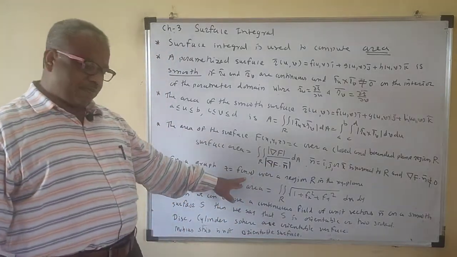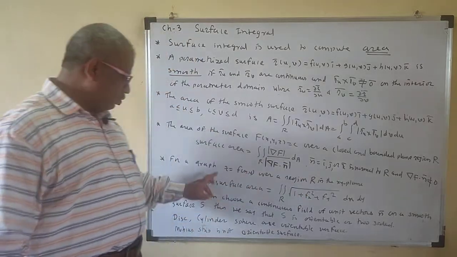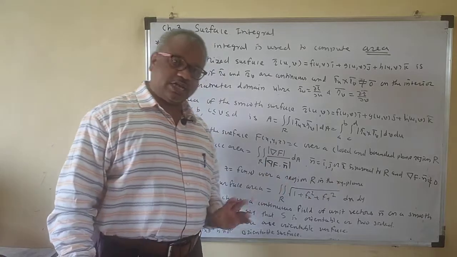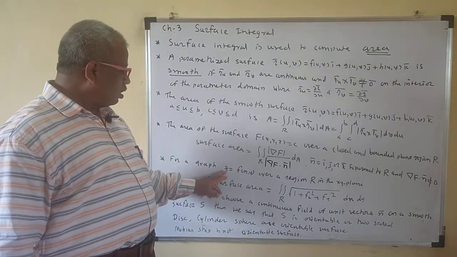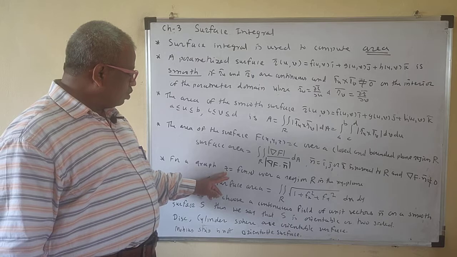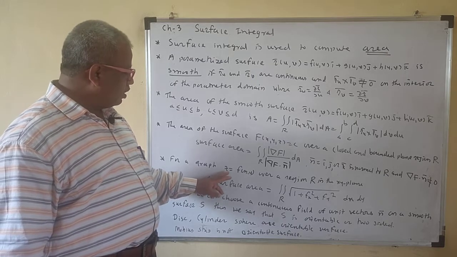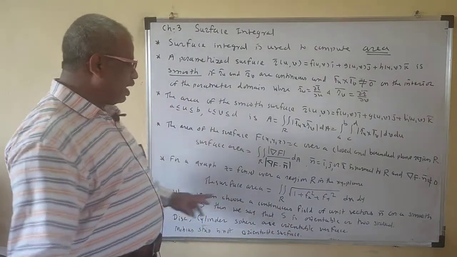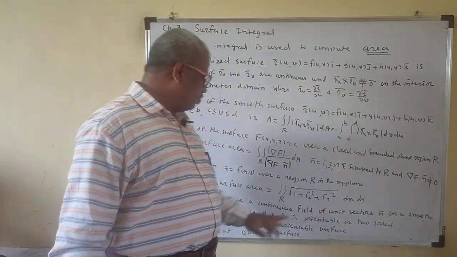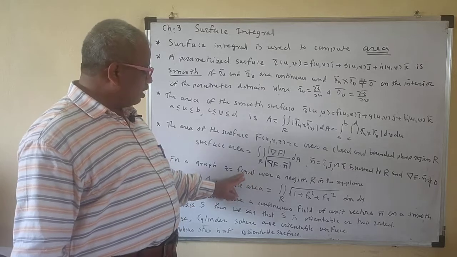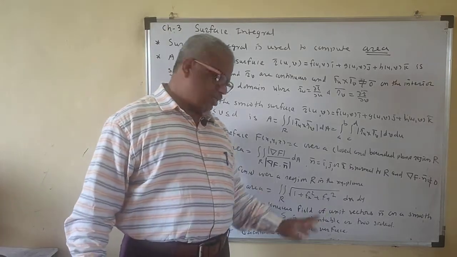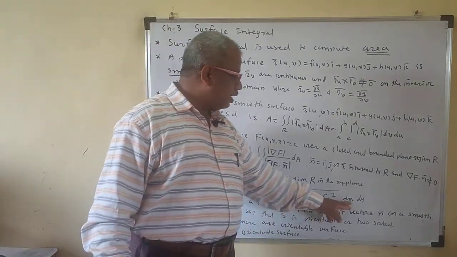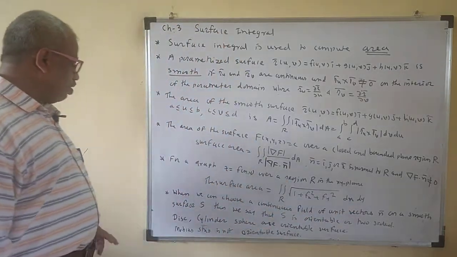For a graph z equal to f of x, y over region R in the xy plane, you may write x equal to f of y, z in the yz plane, or y equal to f of x, z in the xz plane. So the surface area is the double integral of square root of 1 plus f_x square plus f_y square. If it is in terms of y and z, then you write y and z here, dy dz. If it is in x and z, then x and z here, dx dz. So take care of this.